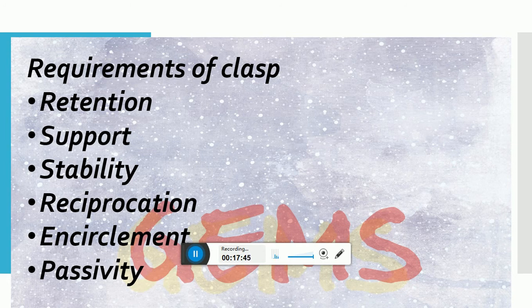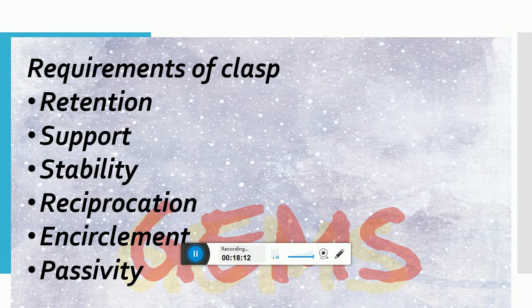Now I think it's clear now, reciprocation and encirclement. Once again, I am explaining. Reciprocation is the quality of the clasp assembly that counteracts lateral displacement of an abutment when the retentive clasp terminal passes over the height of the contour. And encirclement prevents movement of the abutment away from the associated clasp assembly. Okay.